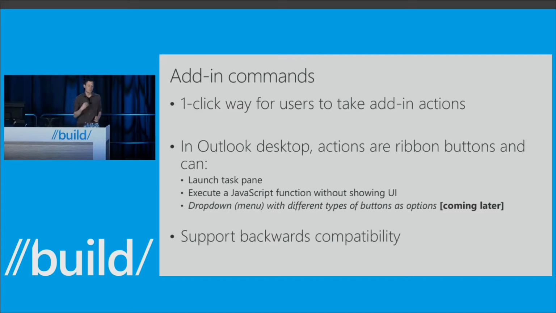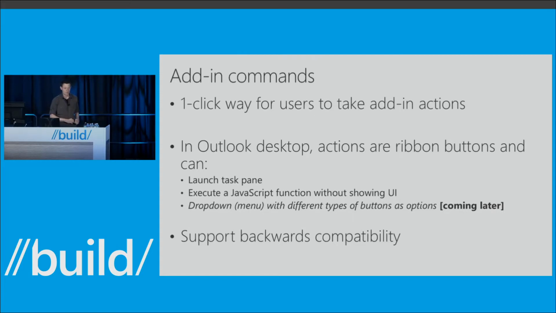And that button can do one of three things. Of course, we'll expand this later on, but today it can do two of the three things. The third one is coming. It can either launch a task pane on the right-hand side to give you more insights, or it can execute a JavaScript function without showing any UI. So again, in Translate, we don't really need UI. You can click a button and you'll be done with it. And dropdown is kind of the next main thing that's on our radar and that's going to be coming, but it's not supported yet.